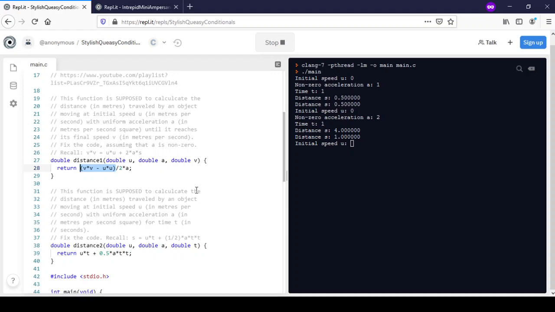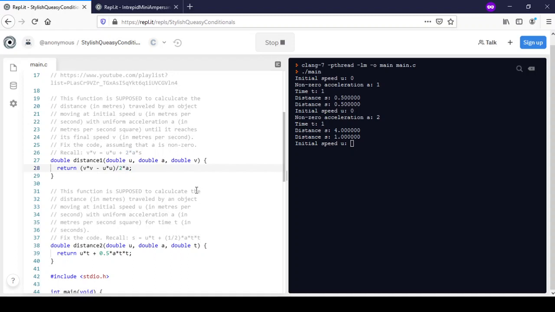And you can see that the second answer, distance 2's answer, is correct. But this is reporting 4. So this is computing 2 times 2 minus 0 times 0. This is a pure double expression. Over here, we have a mixed expression. Maybe that's the problem. You can always try these guesses out.